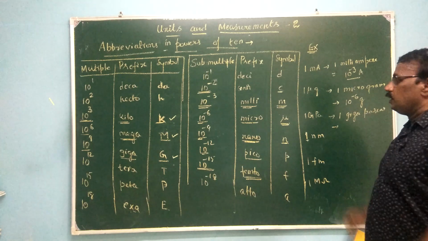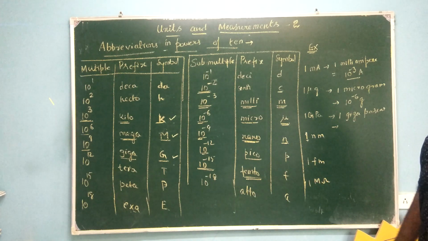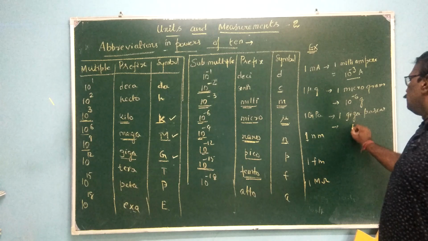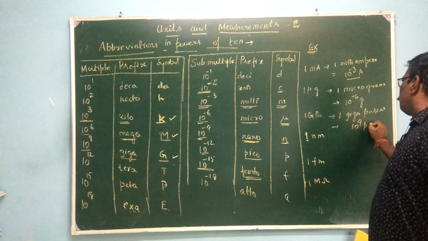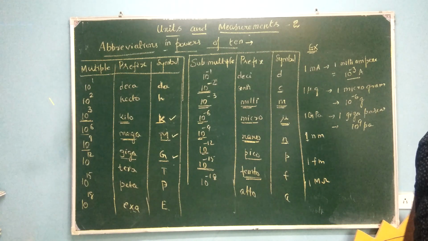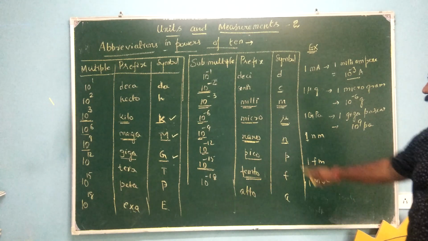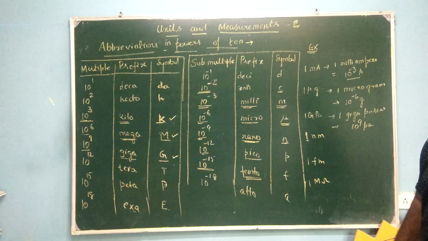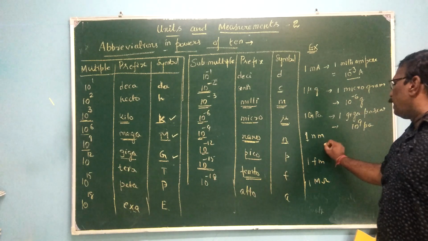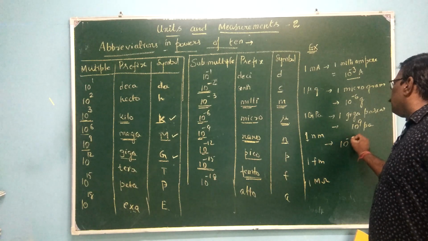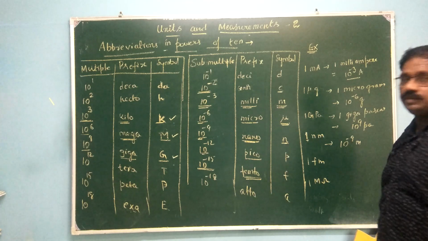Giga means how much? You can see there, giga means 10 power 9. So 10 power 9 Pascal. Here, 1 nm. Can you say this now? N stands for nano, m stands for meter. Nanometer. So what is its value? Nanometer means 10 power minus 9 meters.